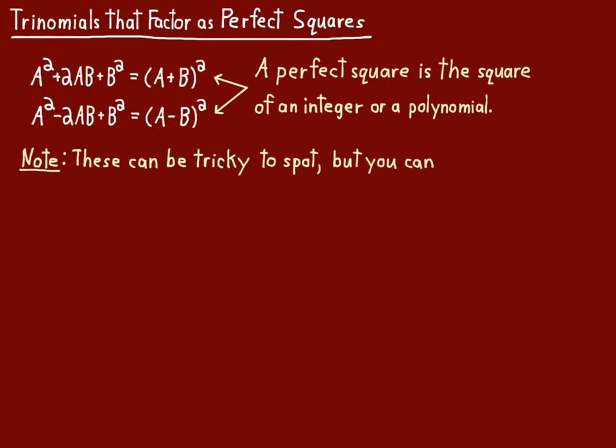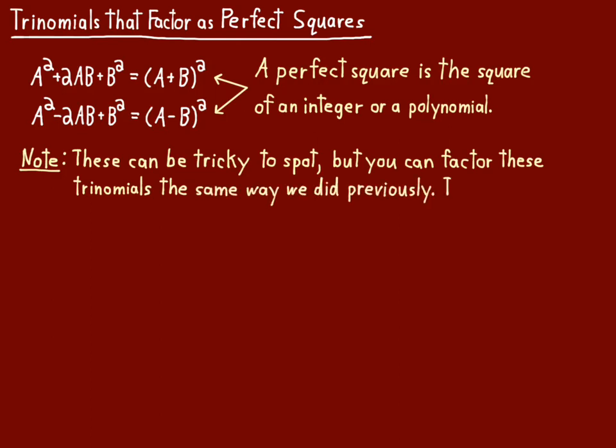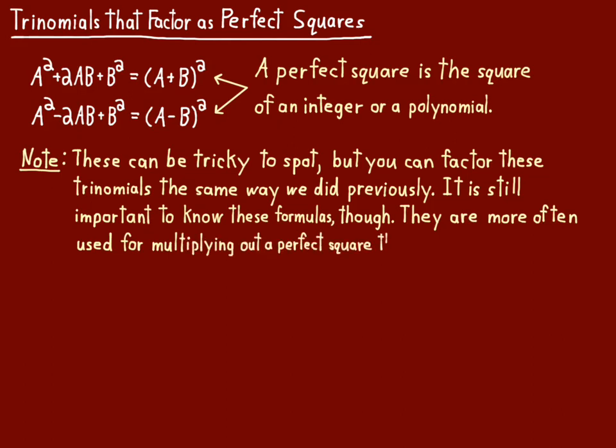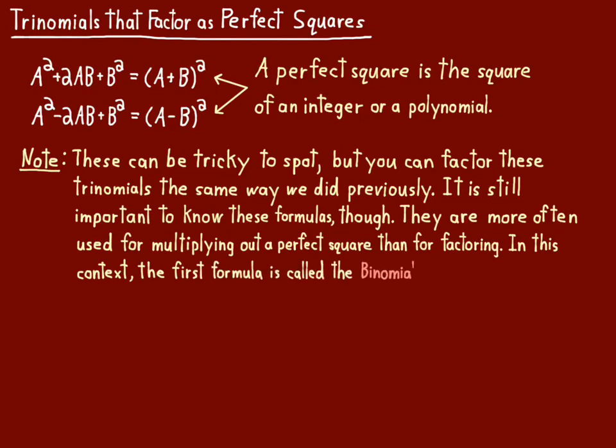So this is an important note here. These can be tricky to spot. Like you're looking at a trinomial, and most people don't actually spot that it's a perfect square. That doesn't matter that much, because all you have to do, if you don't spot it, is you just do this the way you do any other trinomial. So, that's why this is kind of the weakest factoring method we have, because it's the least useful. Okay. But you should know these formulas because they're used in the other direction, actually to multiply out a binomial squared very quickly.